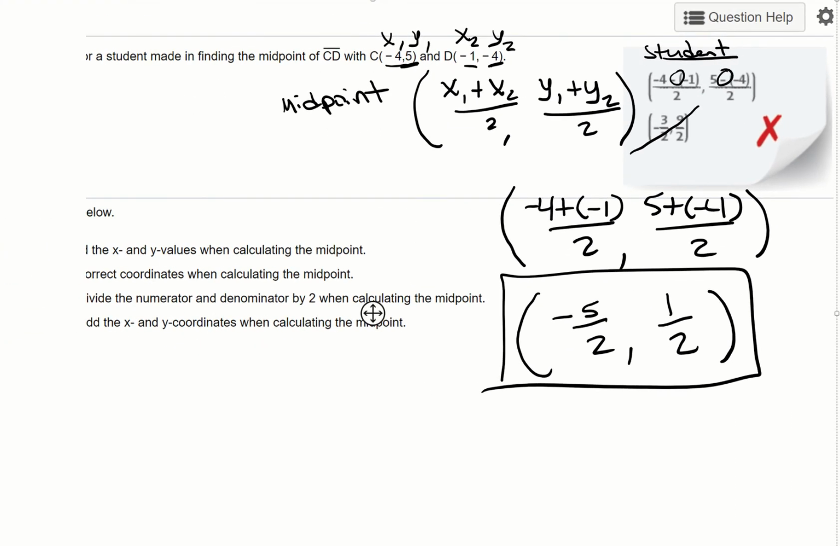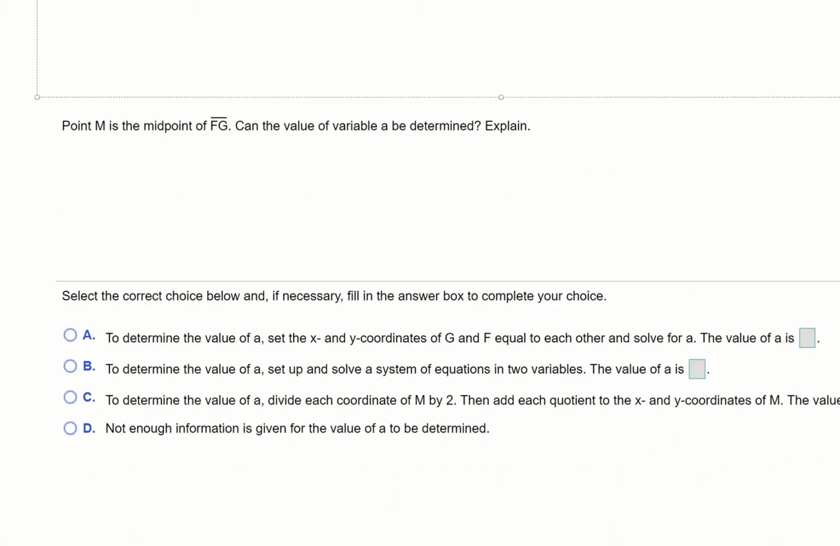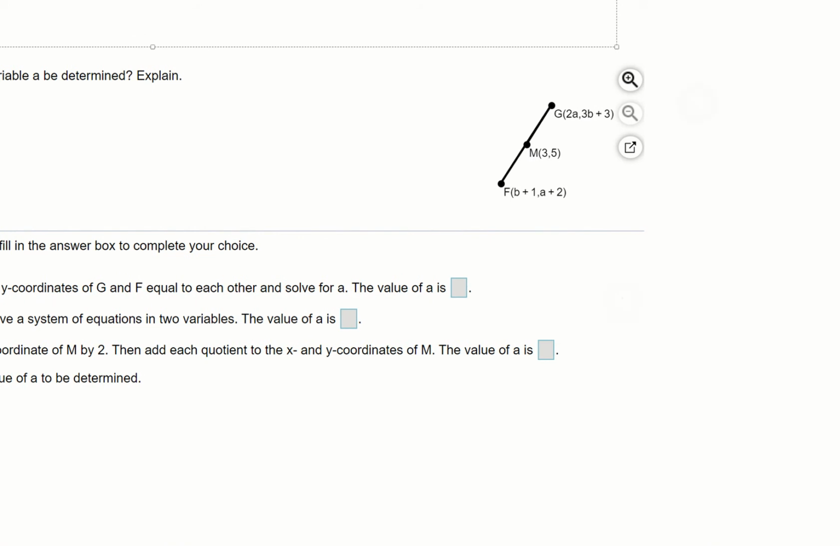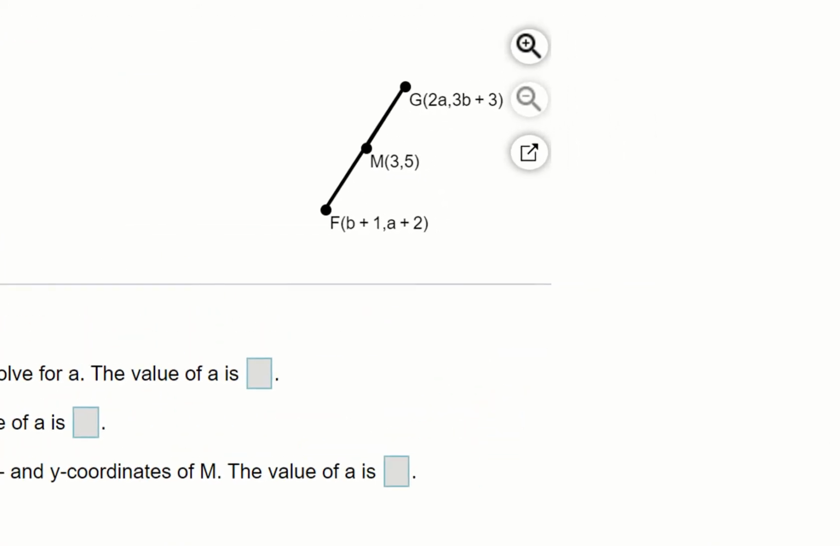Okay, so now let's look at the next question. The next question is another midpoint problem. And this time they're asking, can the value of a be determined? So this is the diagram, and we want to figure out what a is. How do we figure this out if we have two unknowns, essentially? We have a and b. We don't know what they are.